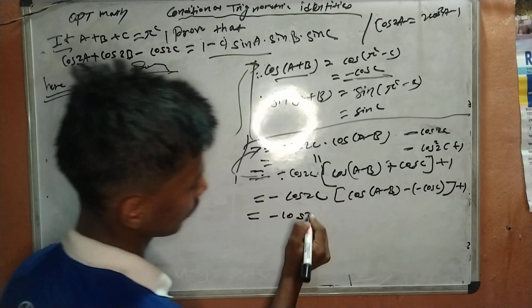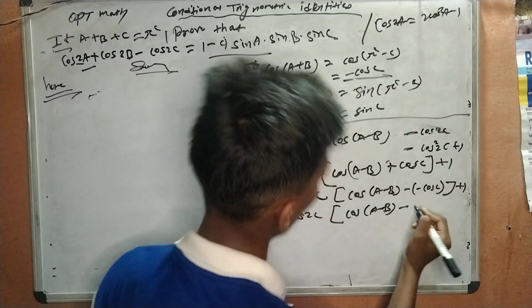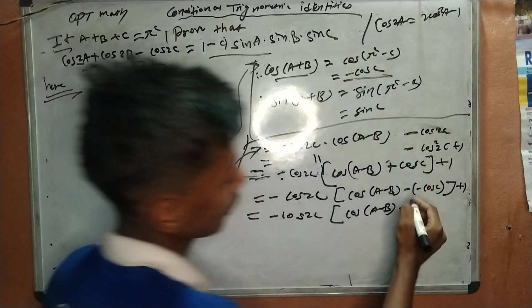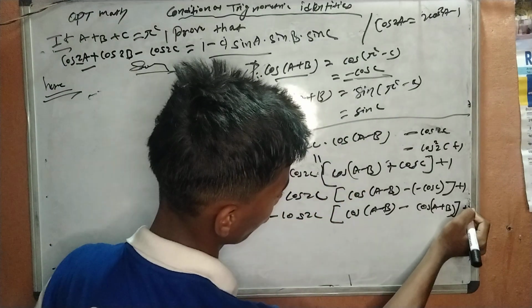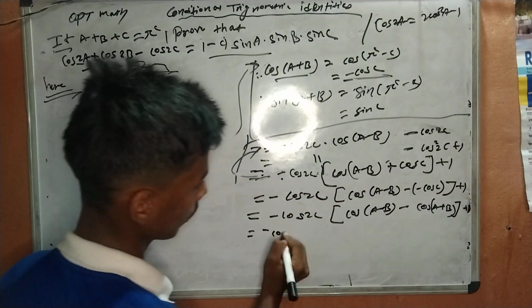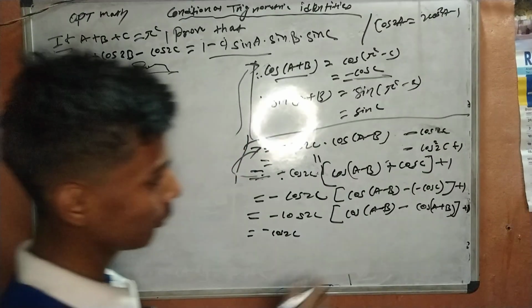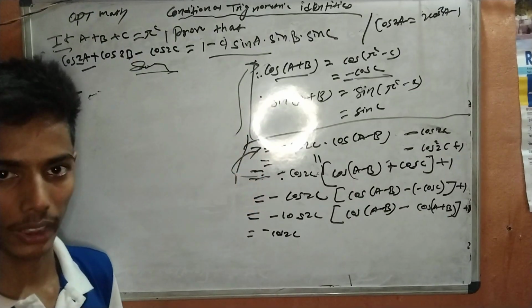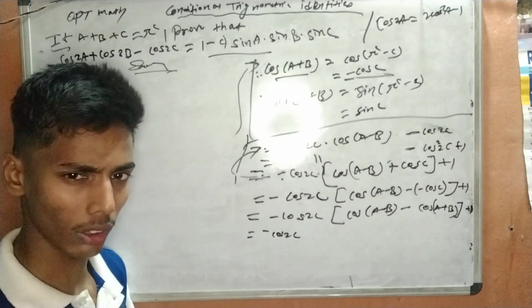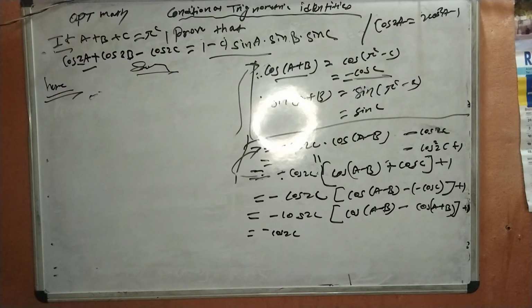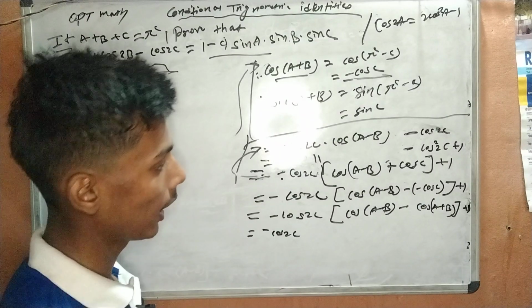Now here will be minus cos 2C plus cos(A minus B). Okay, I will take minus, what is the value of minus cos C? Cos(A plus B), cos(A plus B). Okay, plus 1. Now, after minus cos 2C, cos(A minus B) minus cos(A plus B). Can you imagine which formula is this? This is the formula of 2 sin A into sin B. How can you prove that?